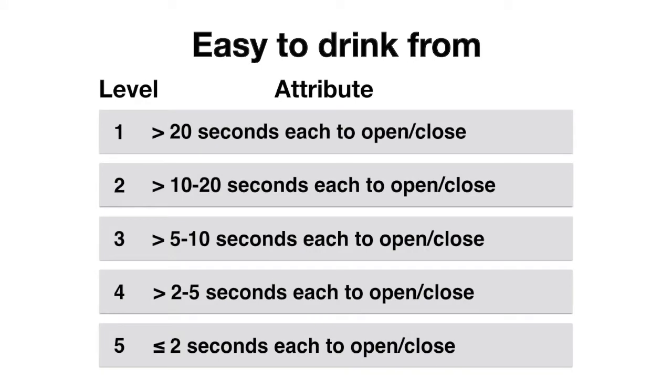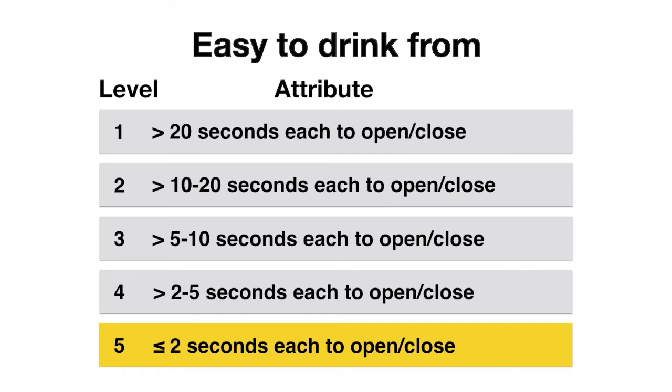This user-defined scale shows 5 levels and focuses on how easy it is to open and close the top. This ease to open and close the top is more specifically quantified through the measure of time. So here, a 1 on the scale suggests that it takes greater than 20 seconds each to open or close the water bottle. Whereas a 5, it takes an individual less than 2 seconds each to open or close the water bottle.